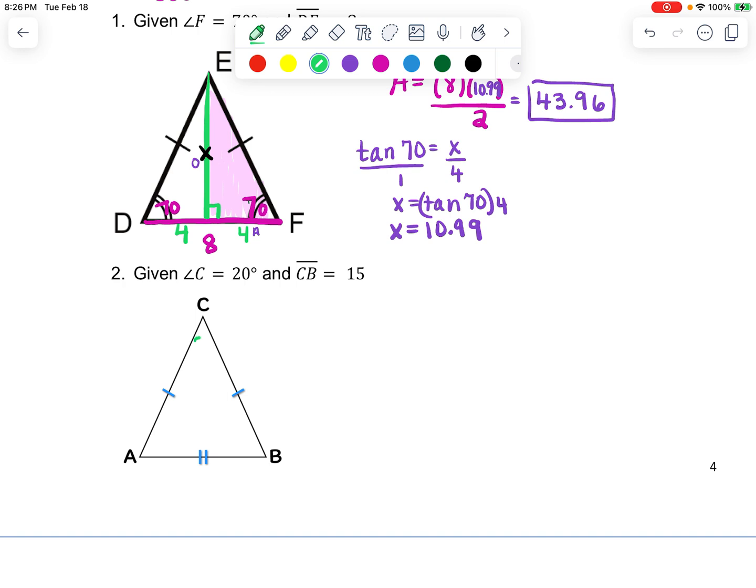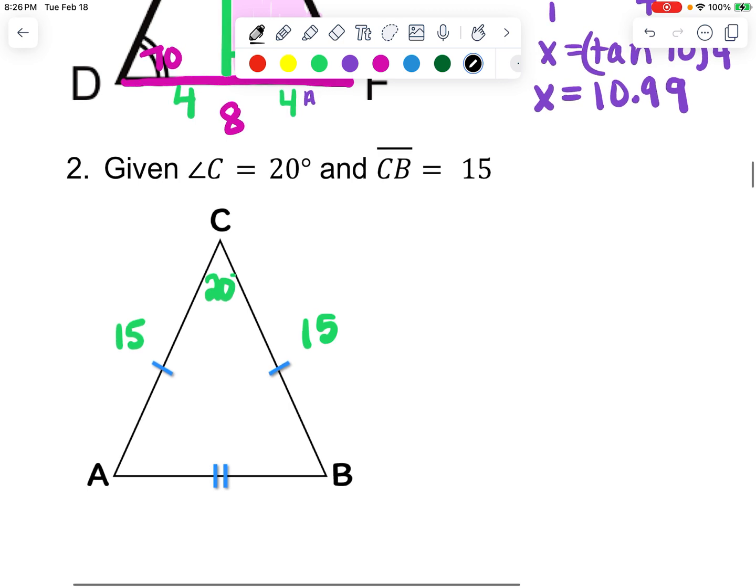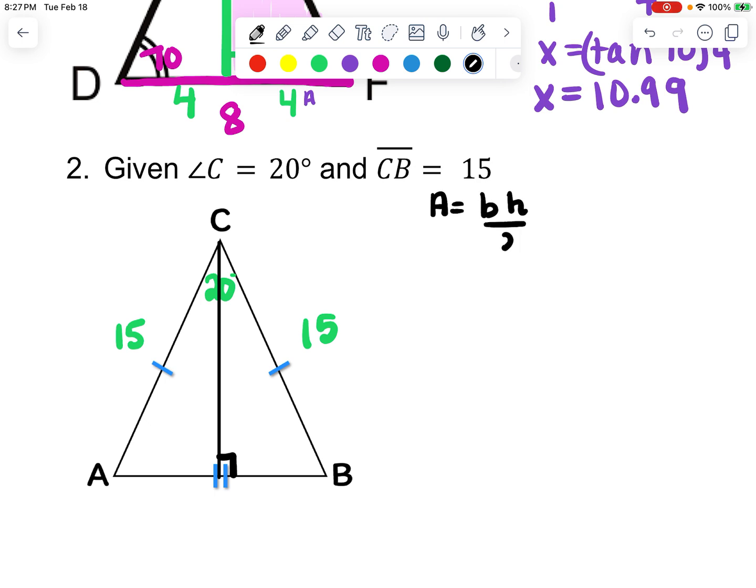Now they're saying that C is 20 degrees. So I'm going to put 20 degrees up at the top. And then they're saying that CB is 15. Okay, which means this guy is 15. Now, this is a special case, so I need you to pay attention. What I'm going to do is draw in my height from the top. Okay, now, I need my area is equal to base times height divided by 2. This whole thing, AB, is my base.